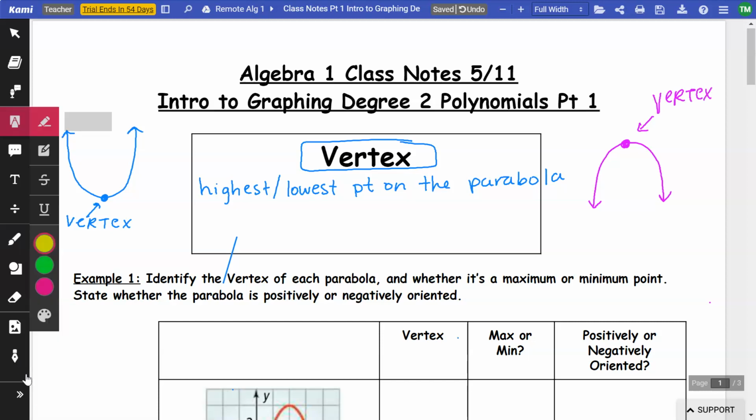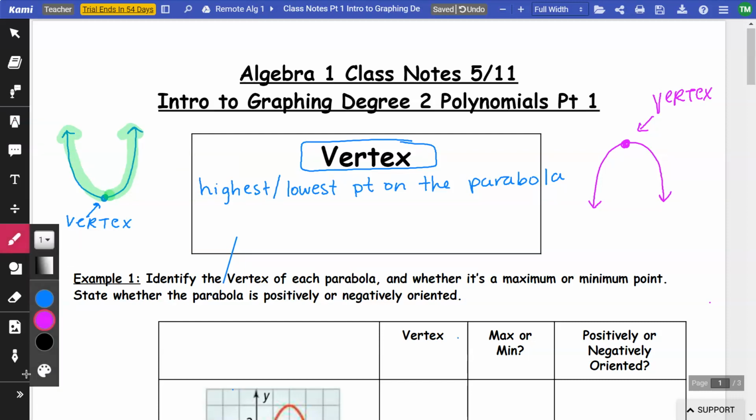As you can see on our upward facing parabola, all of the points on the parabola are above that point, that vertex. So that point is what we also call the minimum. If it's the lowest point, it's the minimum.